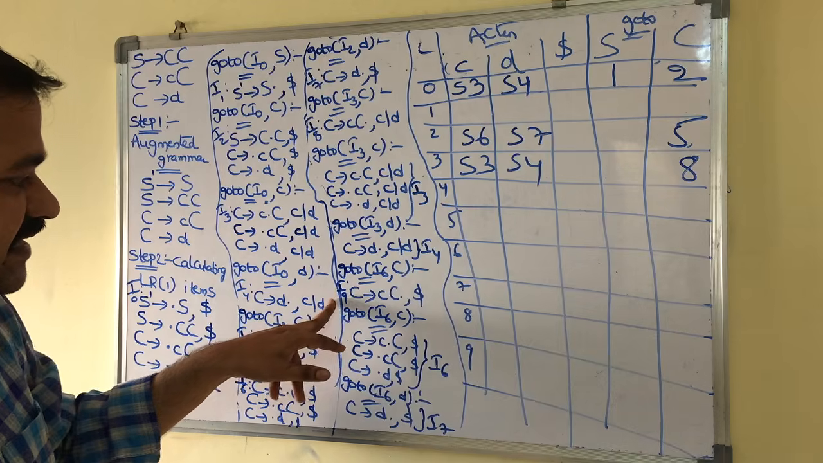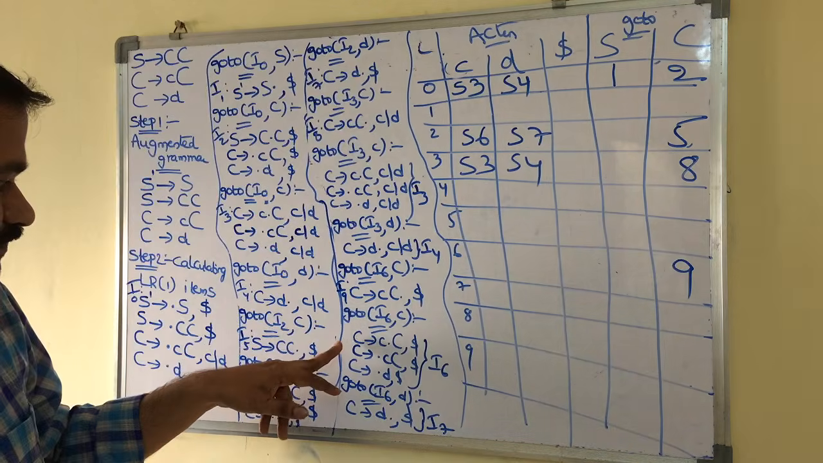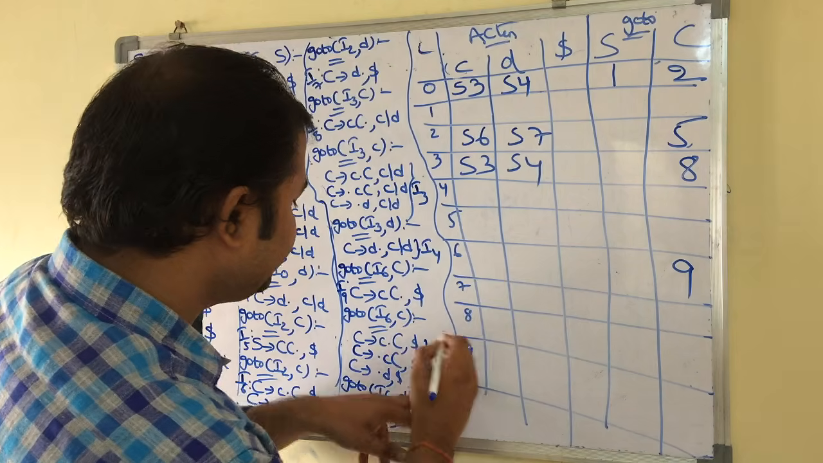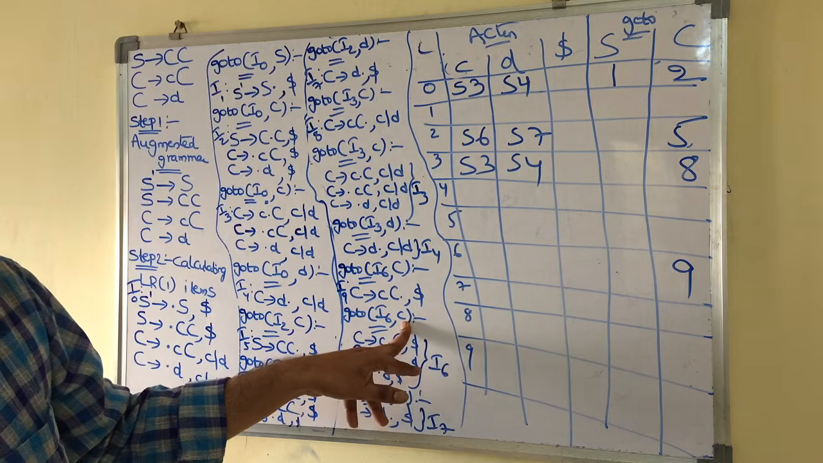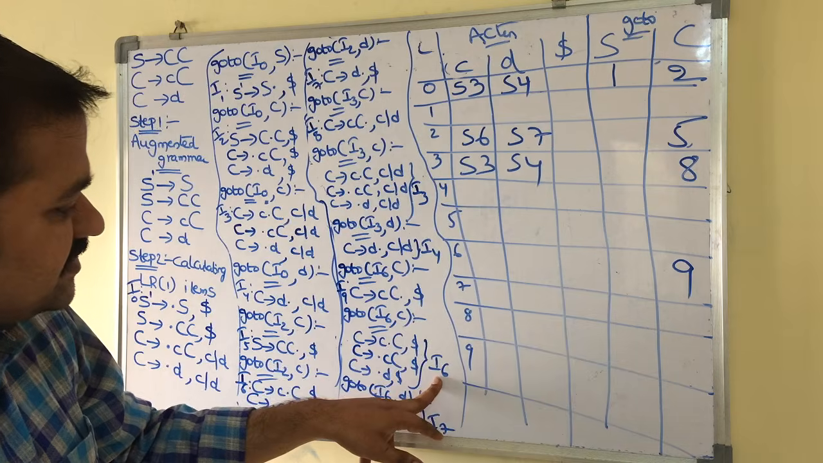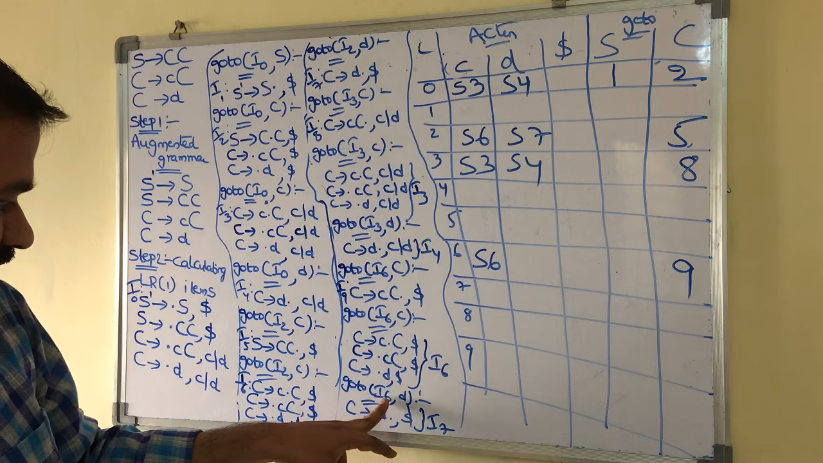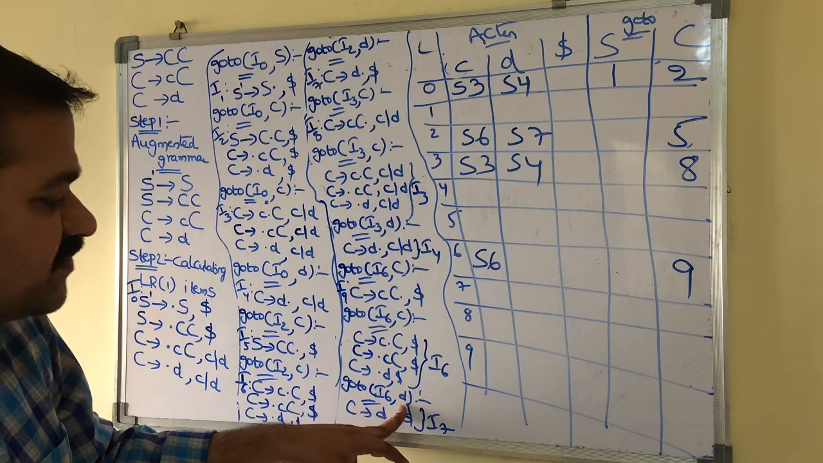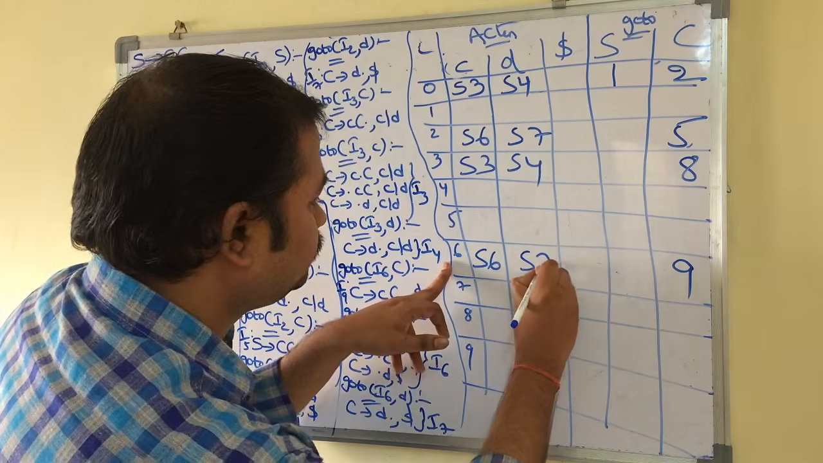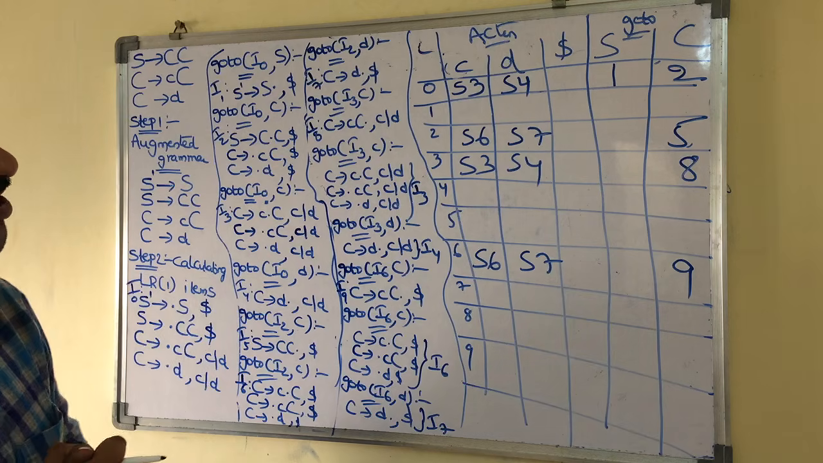6 capital C means 9. Next, 6 small c means 6. It is a small letter, that is nothing but a terminal symbol. So 6 small c means S6. 6 small d, it is a terminal symbol. So 6 d means S7. So this is nothing but the shifting operation.